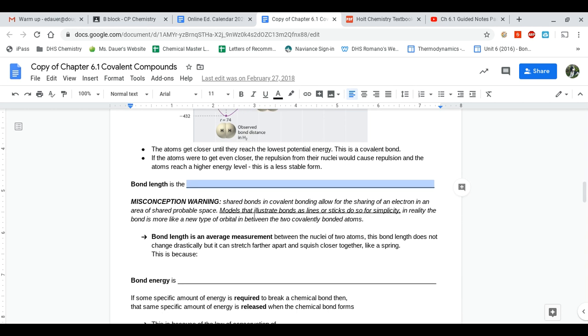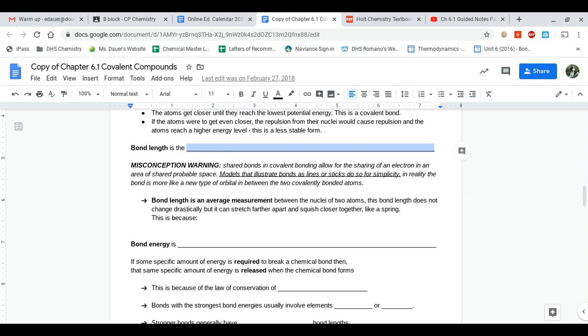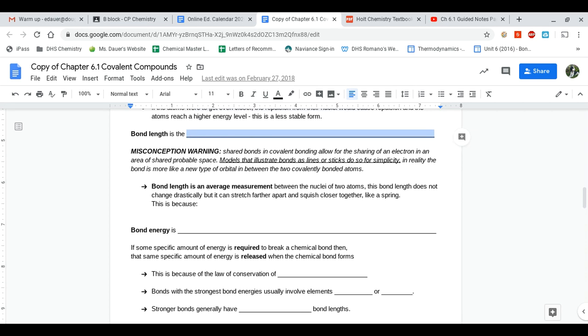One of the misconceptions I wanted to make sure that we describe is that shared bonds and covalent bonding allow for the sharing of an electron in an area of probable space. Models illustrate bonds as lines or sticks for simplicity. In reality, the bond is more like a new type of orbital, and we describe this as a molecular orbital. So again, the electrons are increasing their probability in being between these two atoms. We're going to see that as a line between two chemical symbols, like we could say hydrogen dash hydrogen would represent to us two hydrogen atoms bonded to each other.